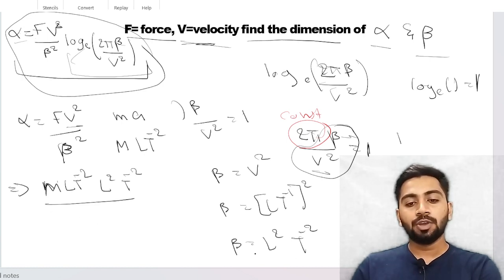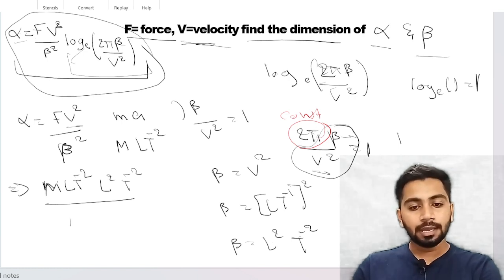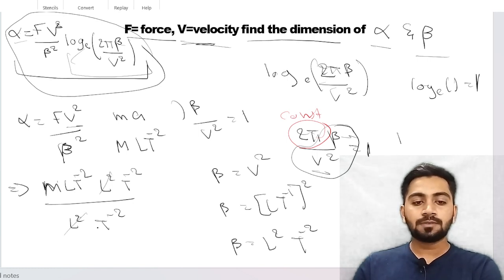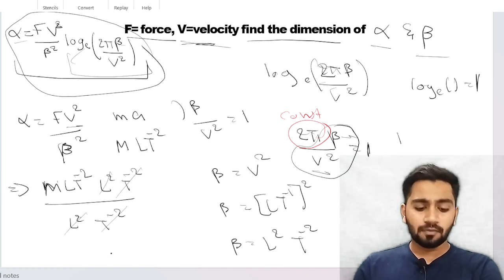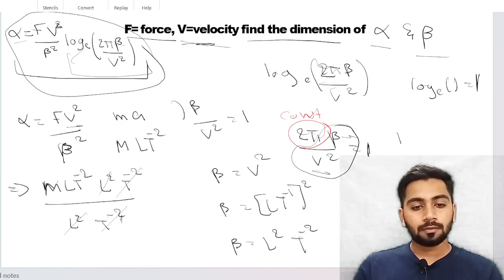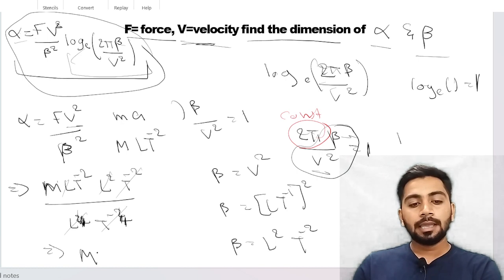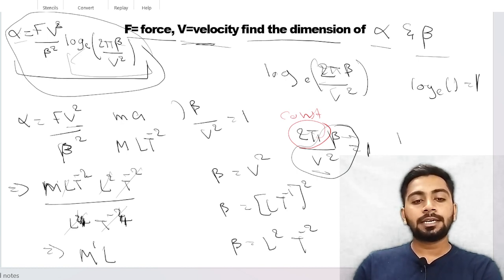Now you have the beta value here. Substitute this beta value here. Now you can cancel some things. This one gets cancelled, and if you closely see, this one also gets cancelled. Now what remains? Sorry, it is beta square, I had just taken beta; they have given beta square. Now if you carefully see, the total answer that remains is M to the power of 1, L, t to the power of 0.